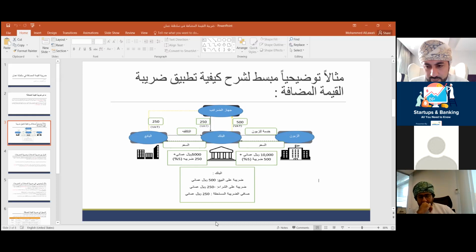and as a simple example, if the bank is buying ATM machines, for ATM machines I will pay VAT also. For example, the ATM machines may cost us 5,000 riyal, so 250 will be the VAT. Okay, we will keep the 250 aside, and then there are customers who come to the bank and get banking services.